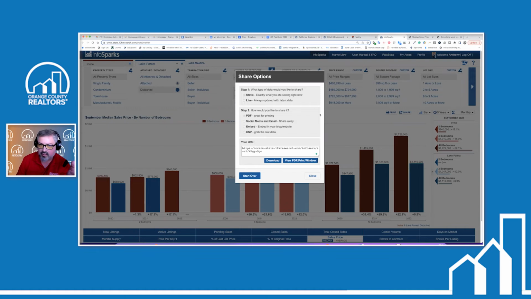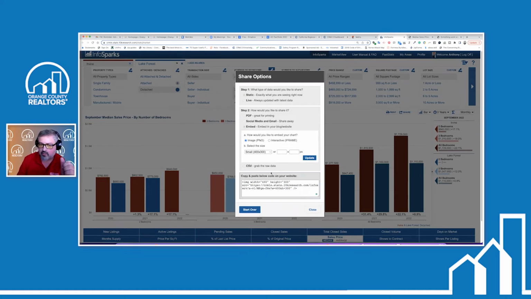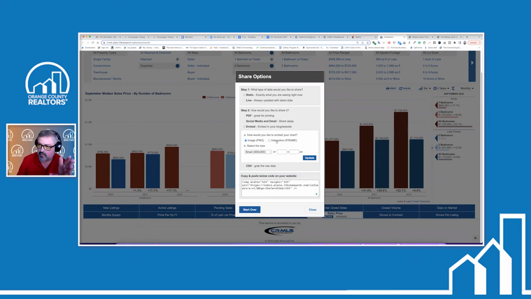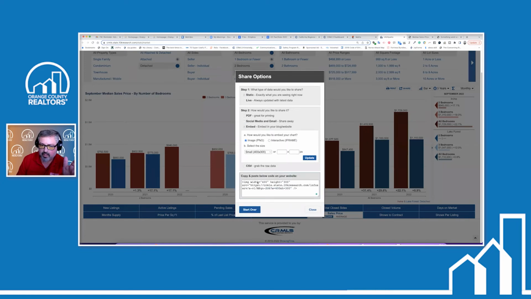Well, with InfoSparks, there is a choice here to create embedded links for your website. Now, you can have a static embedded link. All you need to do, hit share under that embedded link. And now you can copy and paste this into your website. Or if you have a website designer, you email them this link for them to input that chart or graph or multiple charts and graphs for your website.